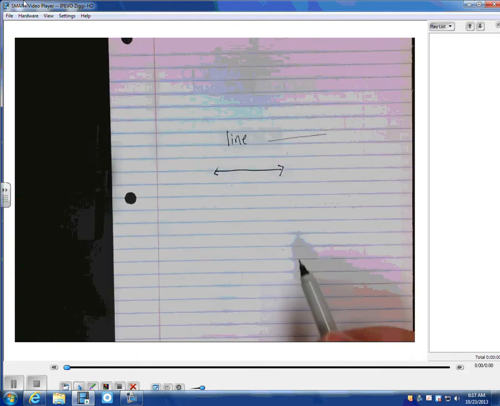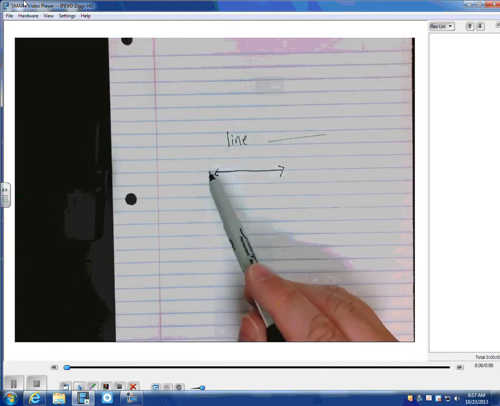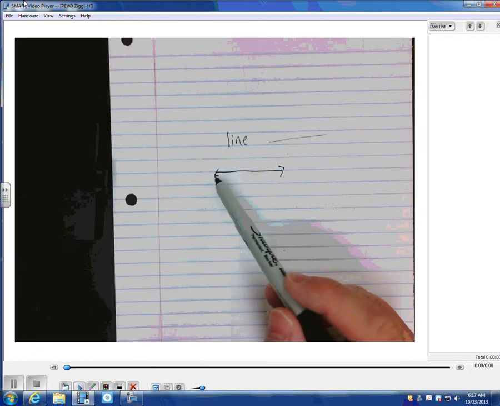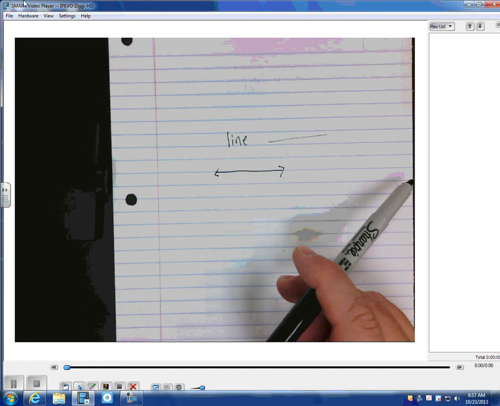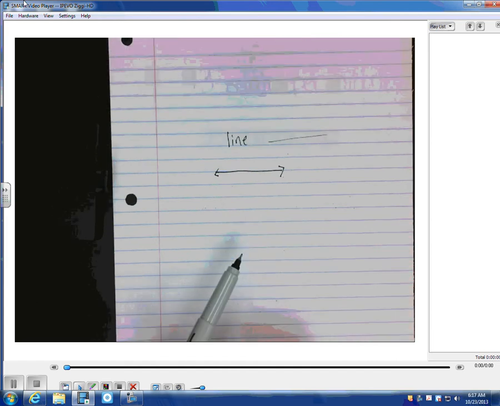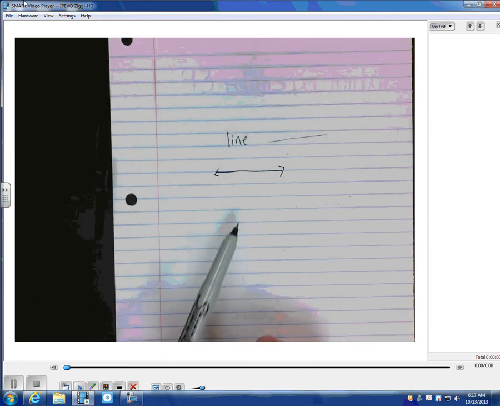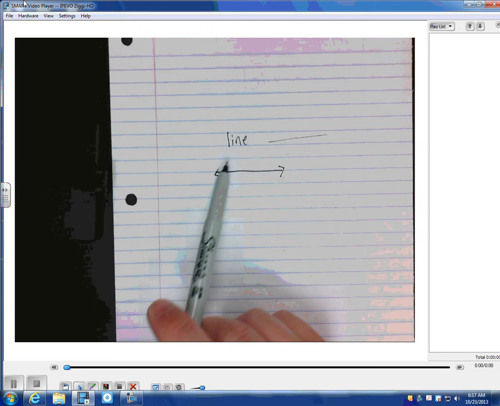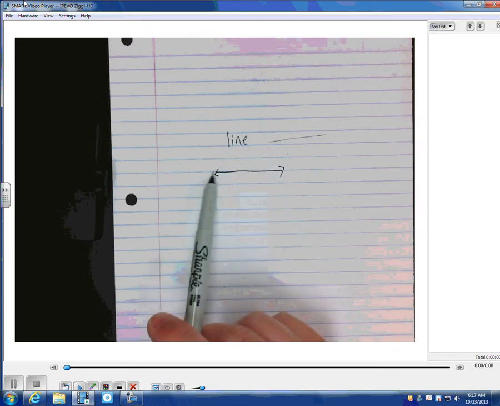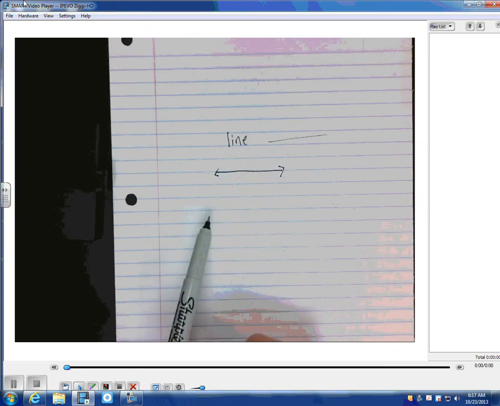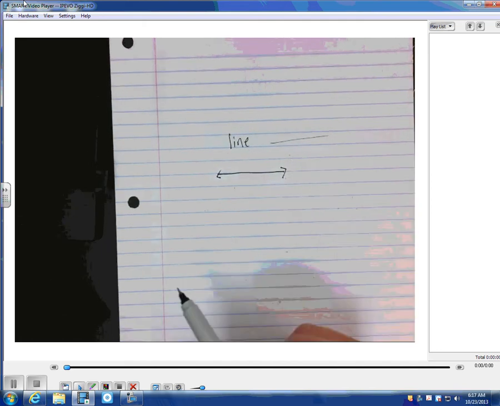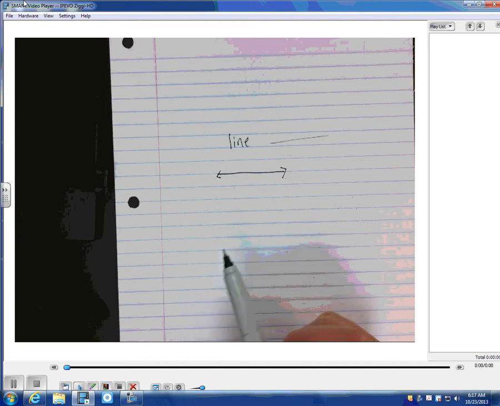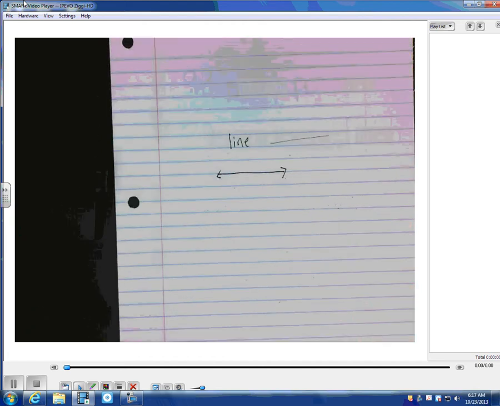Now what this means is that there's these arrows here. These arrows mean that it goes that way forever and it goes that way forever. There's no ending point. Okay, so when you draw a line, there's no ending points. That's what these arrows represent. Okay? So that's the answer to number 9. And you'll need to know this moving forward. So you probably already knew it, but if not, I just want to do a quick review of what a line is.